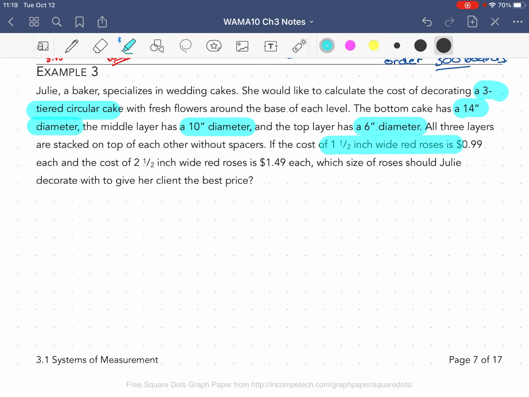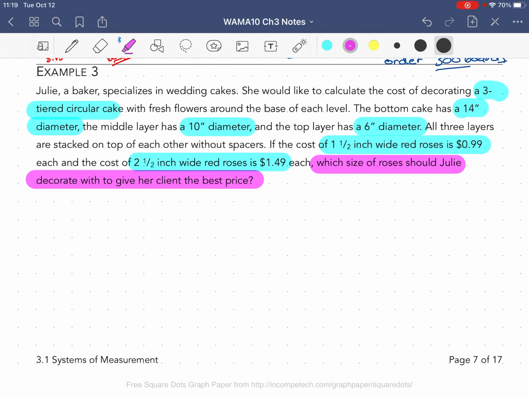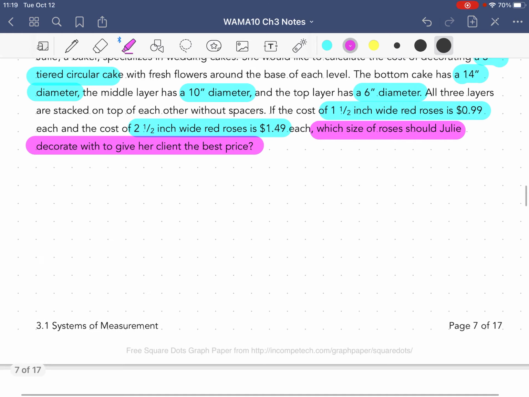If the cost of a 1.5 inch wide red rose is 99 cents and a 2.5 inch wide red rose is $1.49, which size of roses should Julie decorate with to give her client the best price? So what we're going to have to do is figure out how many roses will go around each layer of the cake.